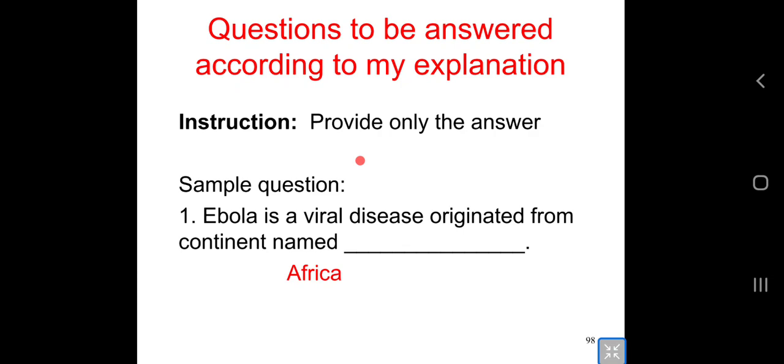In the future, to avoid blaming someone, follow the instruction. It is saving you, really. It's not with me only, with other teachers also. When you are working in your work area also, just have evidence for yourself. Really, follow it. For example, Ebola is a viral disease that originated from the continent named Africa. We said, okay, Africa. You can say Africa, but I told you that I modified it.